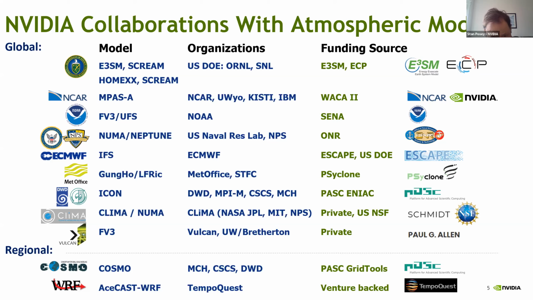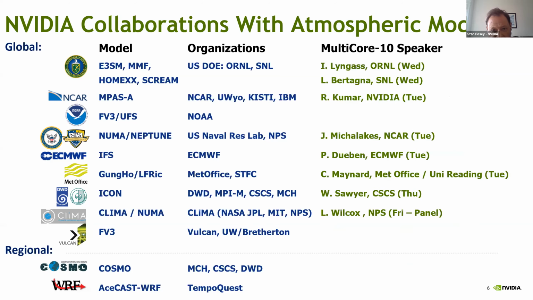And the Clima model, which is comprised of the NUMA atmospheric core from Naval Postgraduate School and the MIT ocean model. I'll show a little bit of work we've done there. And we've been working with the Vulcan organization, another private climate model that's based on the FV3 dycore. For regional models, we've worked quite a bit with Cosmo, continue to help develop that, and then the Dwarf model. And I'll show you some results there and update.